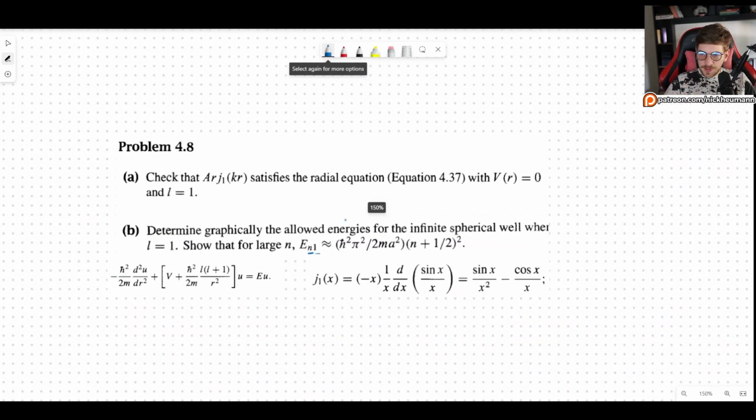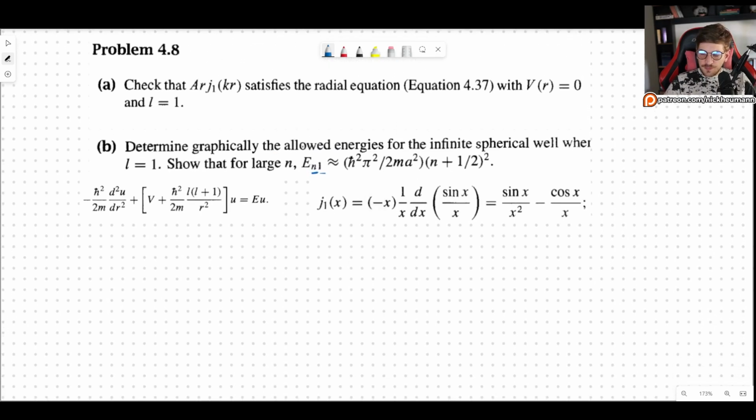Okay, so for part B now, we want to determine graphically the allowed energies for the infinite spherical well when L is equal to 1. And of course, we want to show that for large n, this is going to be a decent approximation. So how do we find the allowed energies? Well, here you can perhaps go back to the video on the infinite square well where we did this, or just see what we'll do here. Of course, I will show it again.